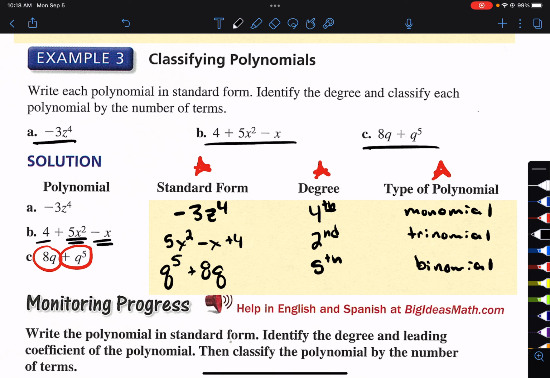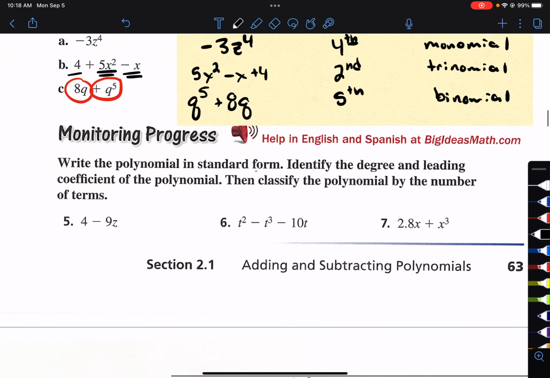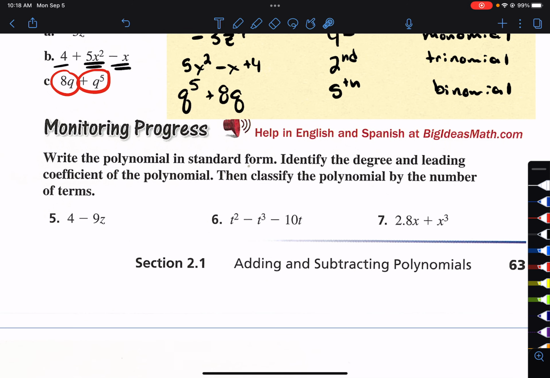That's all I'm doing. Standard form, what's your biggest exponent, and what type of polynomial is it? So I would like you to pause the video, and I want you to try number 5, number 6, and number 7. Take 30 seconds, do the same thing. Standard form, degree, and what type of polynomial. Go.